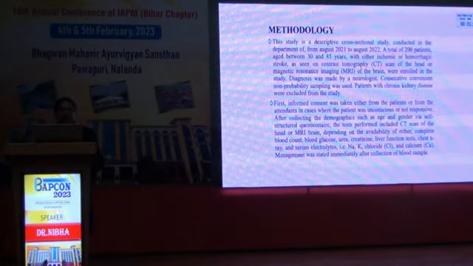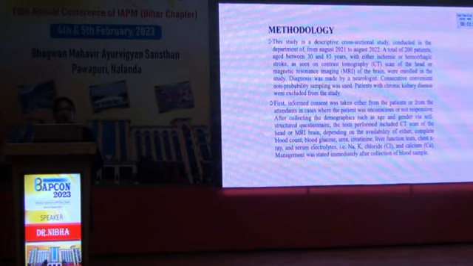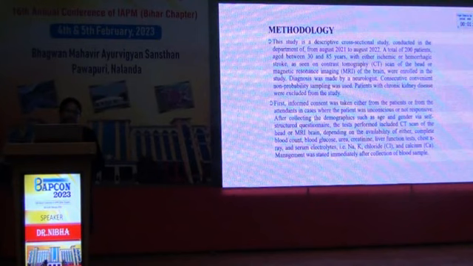Methodology. The study is a descriptive cross-sectional study conducted in the department in the year 2021 to 2022. A total of 200 patients aged between 30 and 85 with either ischemic or hemorrhagic stroke, as seen in a CT scan or MRI of the brain, were enrolled in the study. Diagnosis was made by a neurologist. Convenience non-probability sampling was used. Patients with chronic kidney disease were excluded from the study. Informed consent was taken.